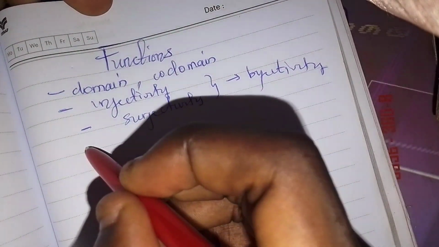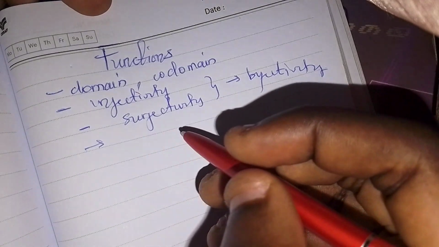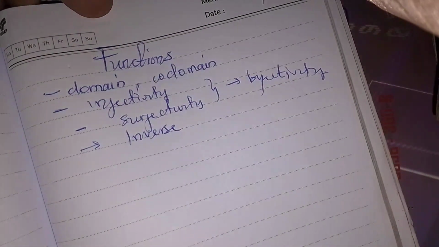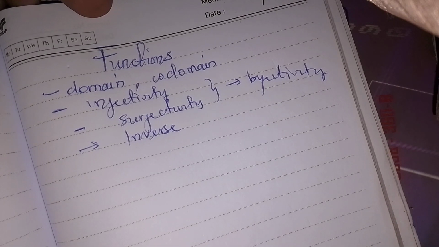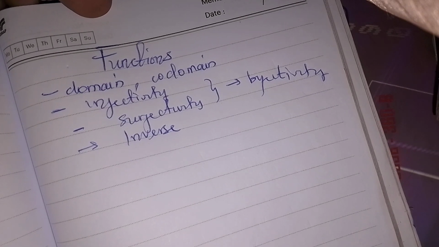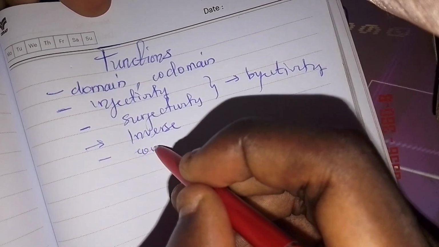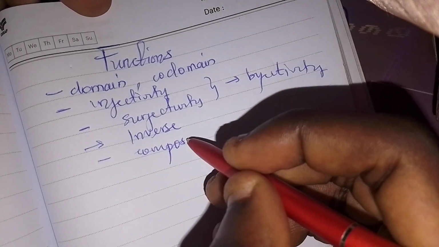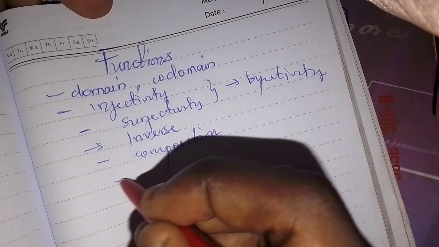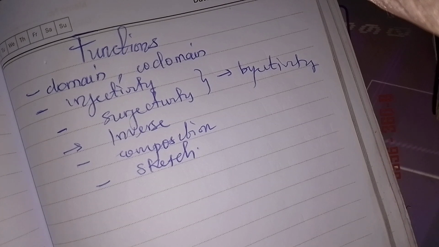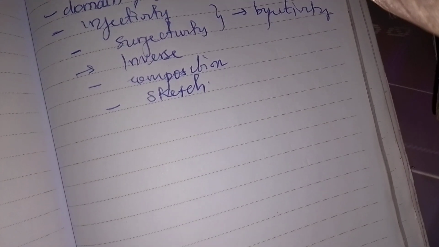Now, after this, before looking at surjectivity though, we are going to look at the inverse of a function, okay? Because for you to check the surjectivity, you must get the inverse of the function. Then from here, we are going to look at composition, and then we look at sketching a function. So these are the things you are going to be looking at.